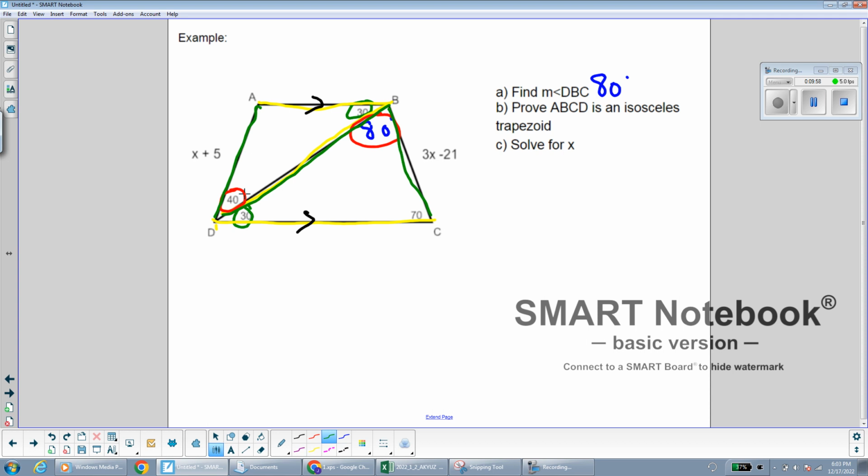Now notice that these alternate interior angles are not congruent. They actually have different measurements. So since the alternate interior angles are not congruent to each other, the lines forming them are not parallel. So AD and BC are not parallel to each other. Since quadrilateral ABCD only has one pair of parallel sides, that means it is a trapezoid.